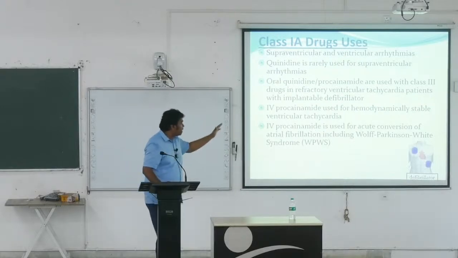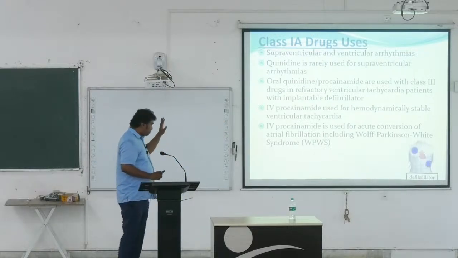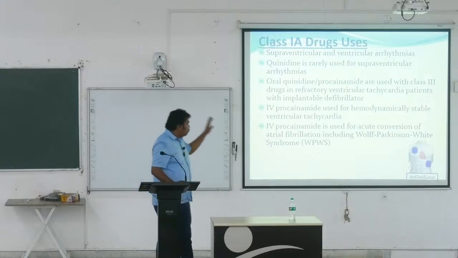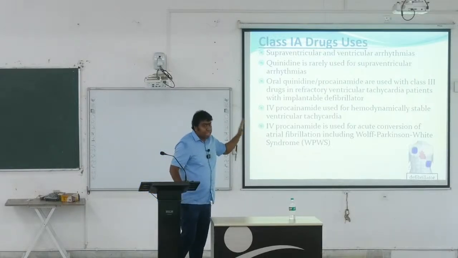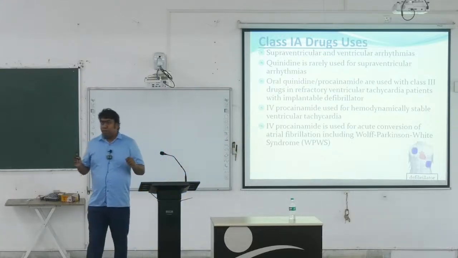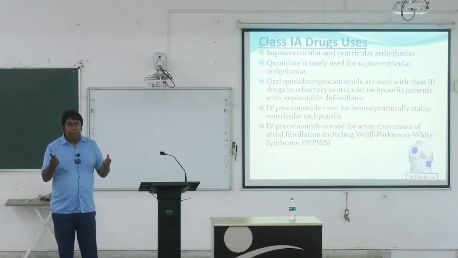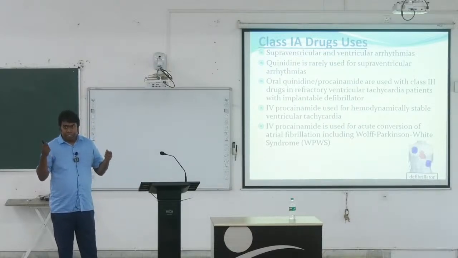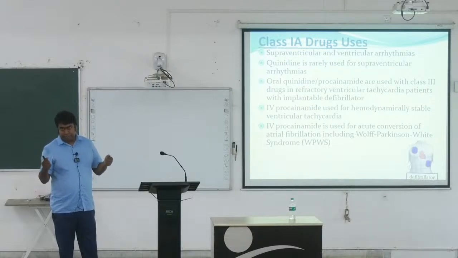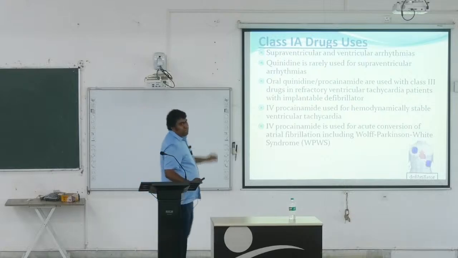In case of refractory ventricular arrhythmia, quinidine and procainamide along with class 3 can be used. IV procainamide is used for hemodynamically stable, not unstable, ventricular tachyarrhythmia. If hemodynamically unstable, the treatment of choice is DC cardioversion. IV procainamide is used in WPW syndrome.